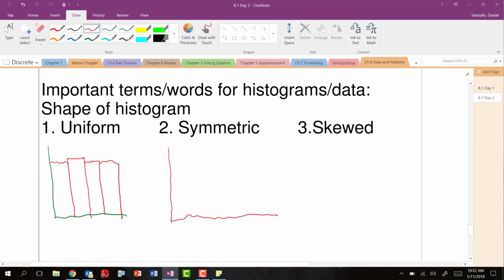What do you think a symmetric one looks like? Well, if this bin is this big, what would this bin over here be? Same size. And then if this bin is this big, what is this bin? Same size. And then maybe you have one in the middle. And then this could be reversed where the tall one's in the middle and then it looks like a mountain. And that's considered to be symmetric.